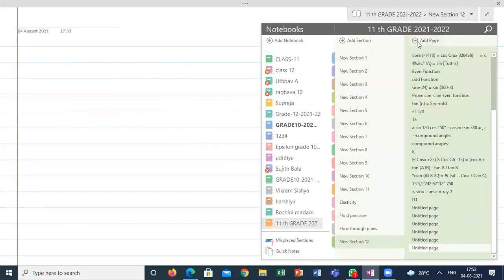Yes, sir. Next one. Find the value of cos theta plus cos theta minus cos of 60 plus theta minus cos of 60 minus theta. How much?